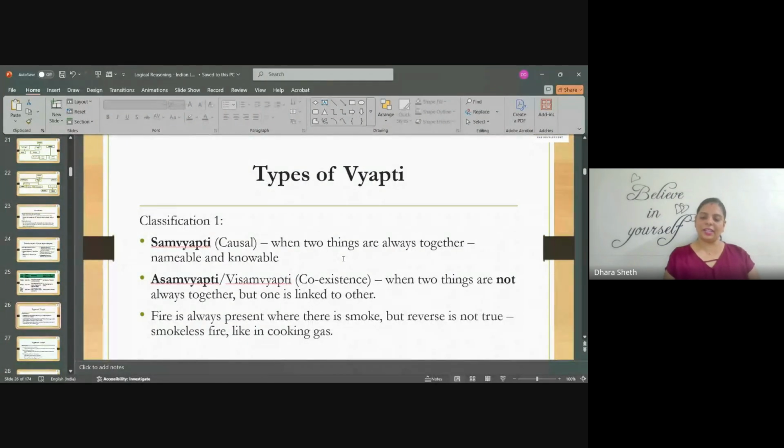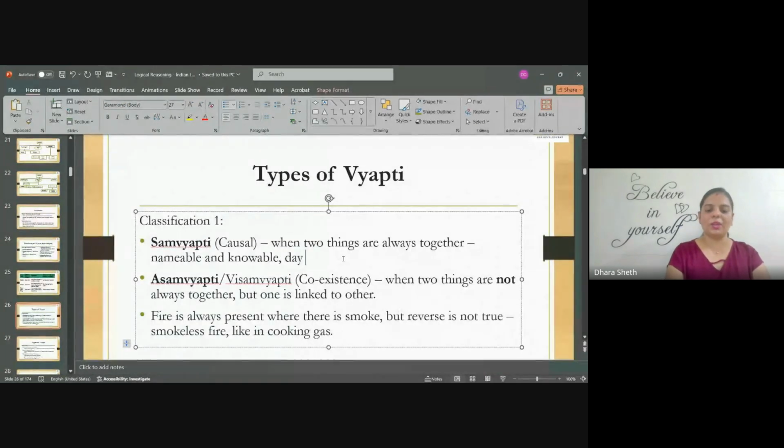Samavyapti: the cause gives the effect, and in reverse, the effect can also become the cause which gives the effect. When two things are always together, like nameable and knowable, whatever is nameable is knowable, and what is knowable is nameable. Another example is day and night. After day, there will be night, and after night, there will also be day. So the cause and effect goes both sides. That is Samavyapti. Clear with this?